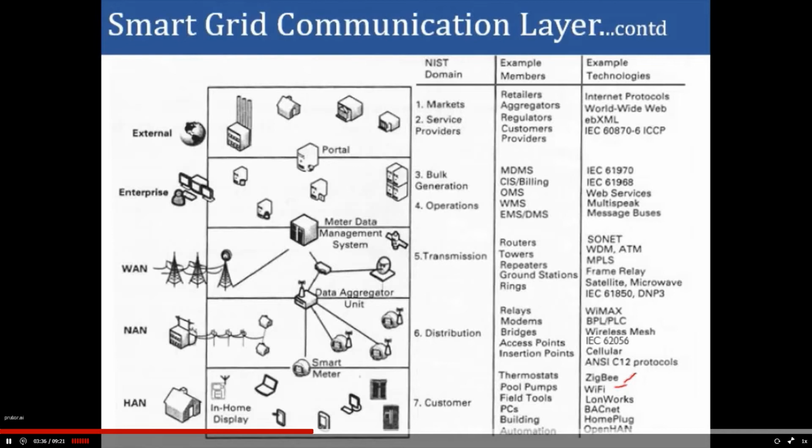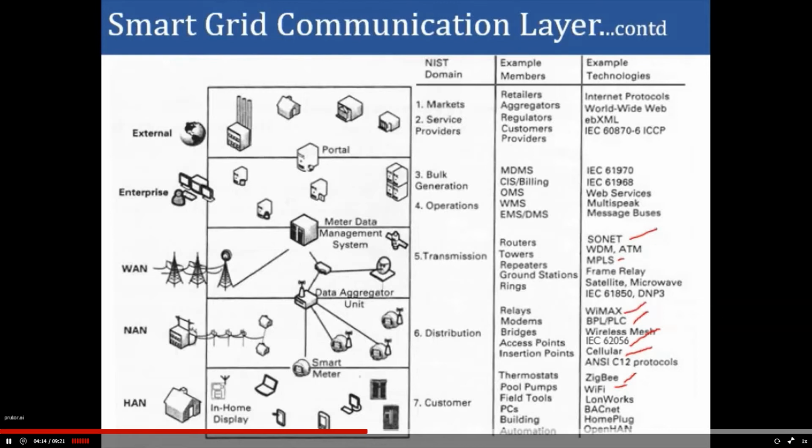Similarly, in the neighborhood area network, depending upon the type of data being transmitted, we utilize either power line carrier communication or WiMAX or IEC 62056 or maybe the cellular network. Similarly, in the wide area network, where the data is communicated over long distance, we use either synchronous network or wave division multiplexing or asynchronous transfer mode or MPLS and so on.